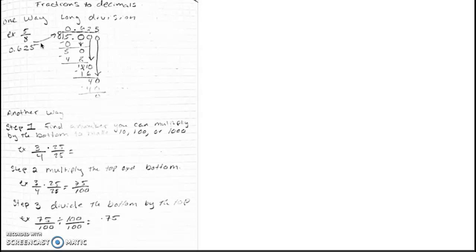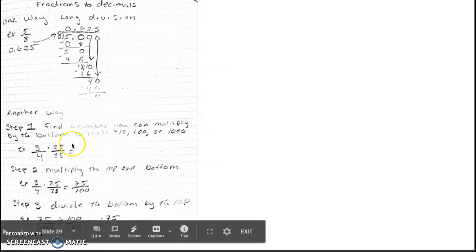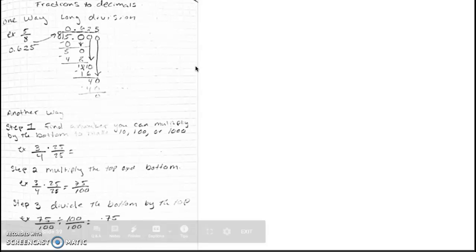Just in case we forgot, these are the notes that we took when we were still in class. We have two different ways that we can turn fractions into decimals. We could do long division, or if we're able to multiply the denominator by something to get 10, 100, or 1000, that's another way that we can turn fractions into decimals.